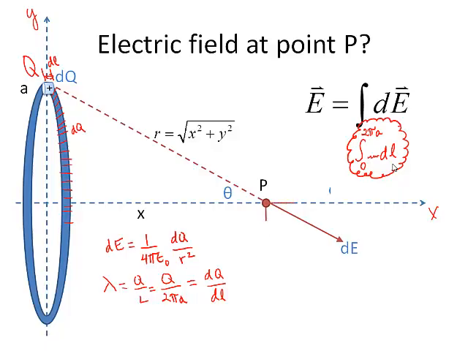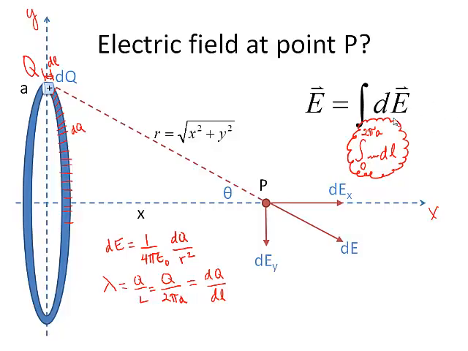dE can be broken up into components. dEx is the x component of dE, and dEy is the y component of dE. Notice, due to symmetry, that all the dEy's will end up canceling each other out, because for every dEy down, there is also a dEy up due to a charge at the bottom of the ring. The dEx's, however, are not going to cancel out because they are all going to be in the same direction.